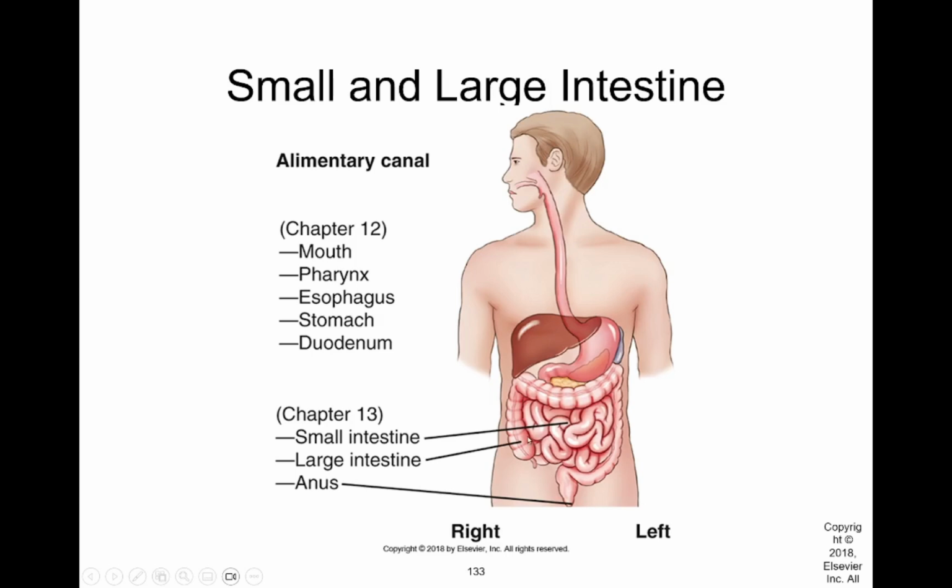But once the barium gets into the colon, you'll see those haustral markings, those pouches. You'll be able to differentiate between the small intestine and the large intestine when the contrast gets to the large intestine.